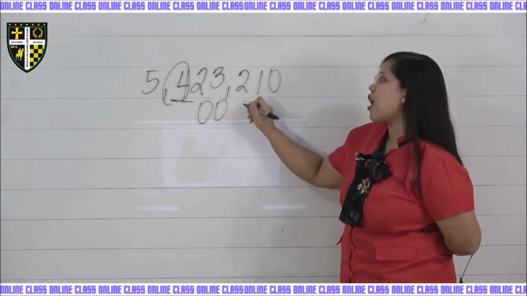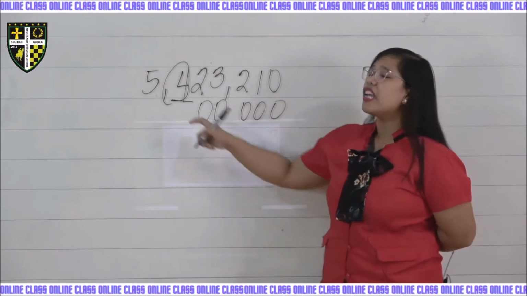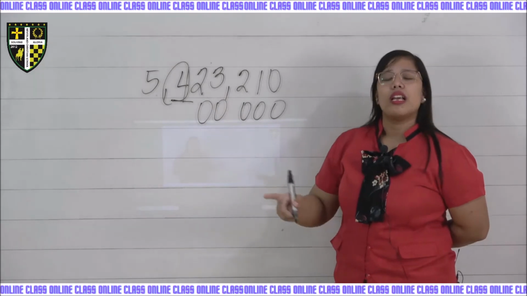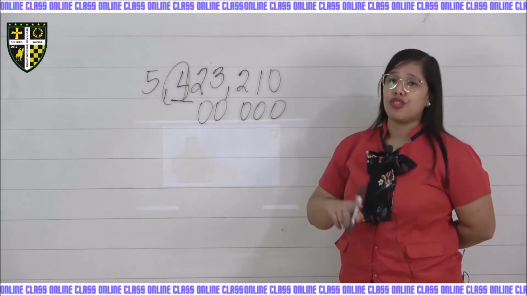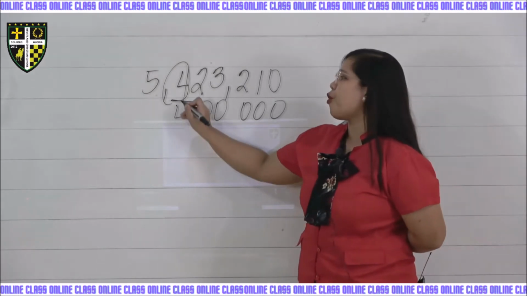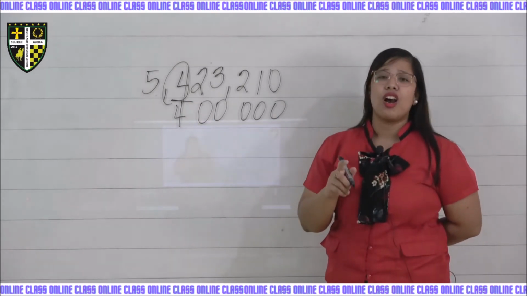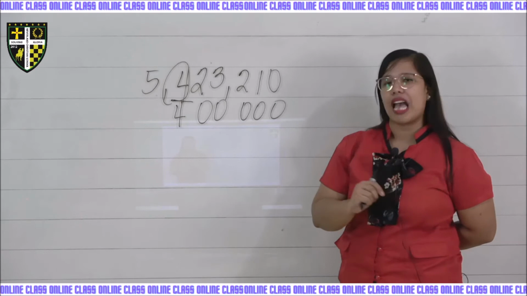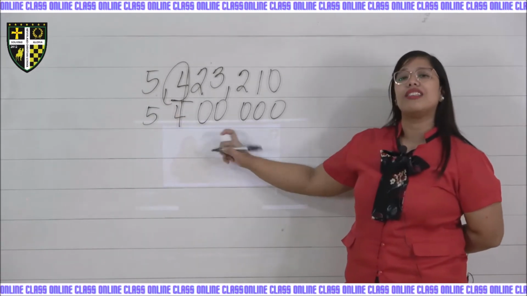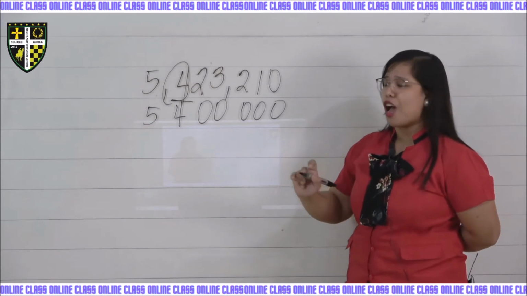So we will just make them zeros and just copy 4, because again, the digit beside 4 is 2. It is less than 5. So we will just copy 4, and the digit on the left we will just copy. So the answer is 5,400,000.